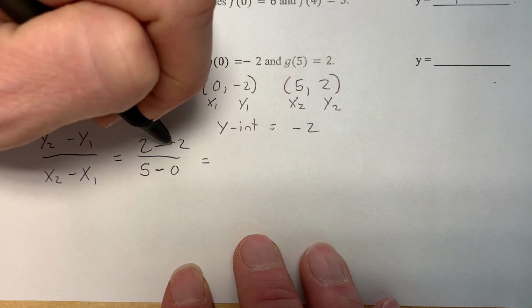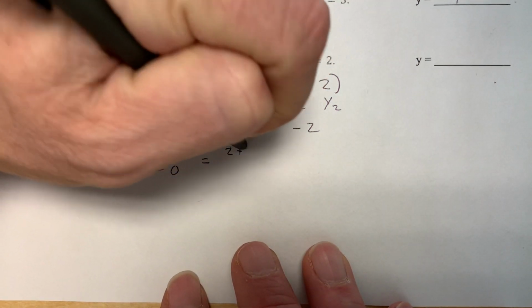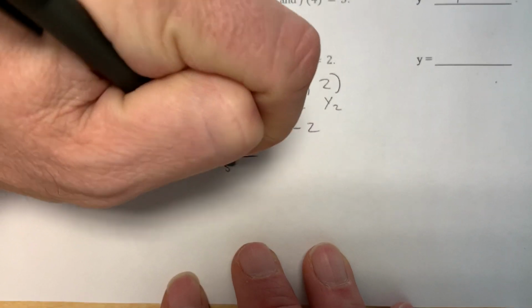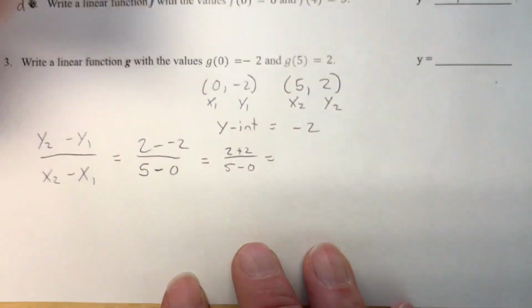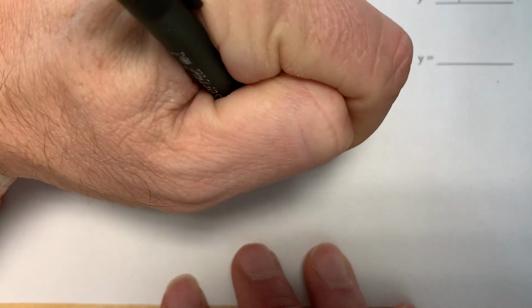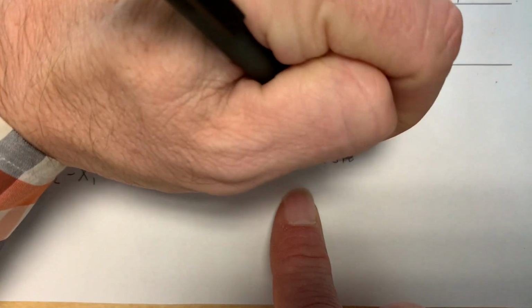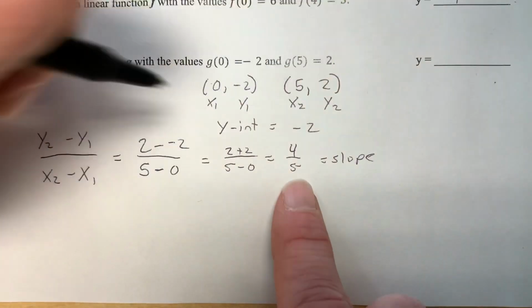2 minus a negative is the same thing as adding. So this is 2 plus 2 over 5 minus 0. So that's going to be 4 divided by 5. So now we know that the slope is 4/5.